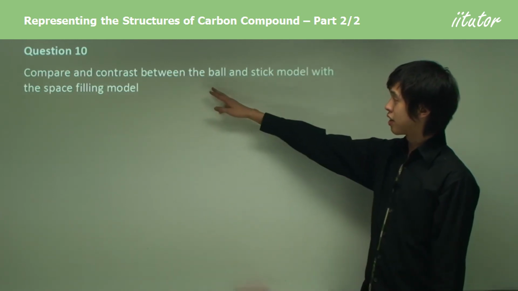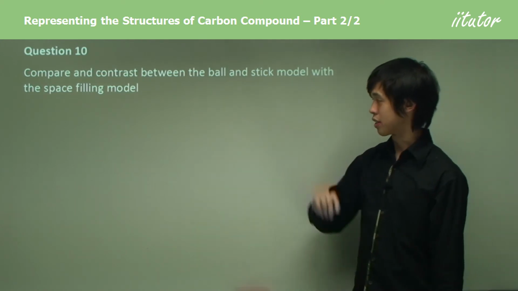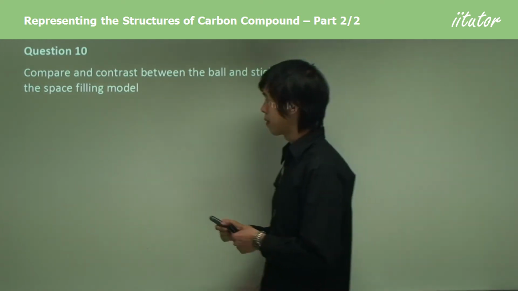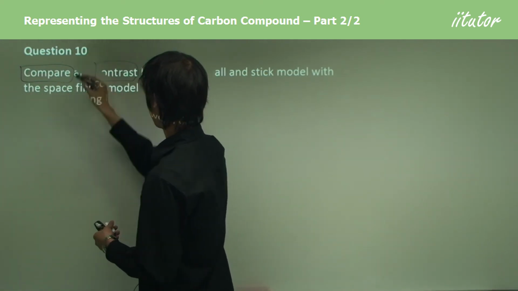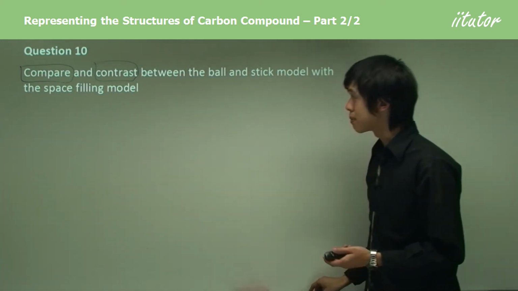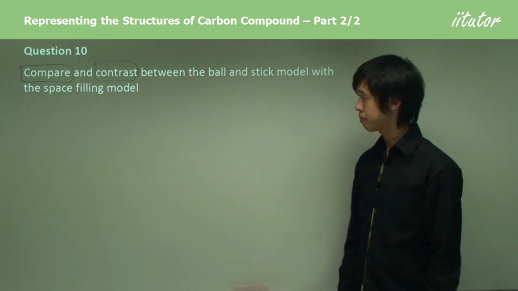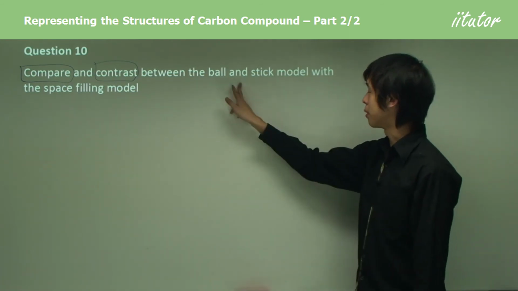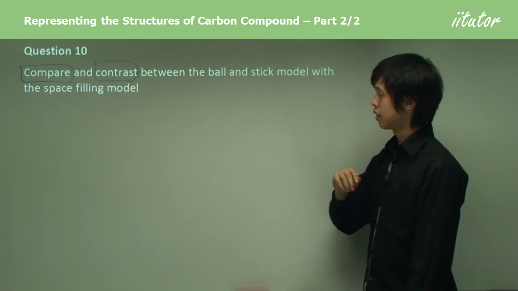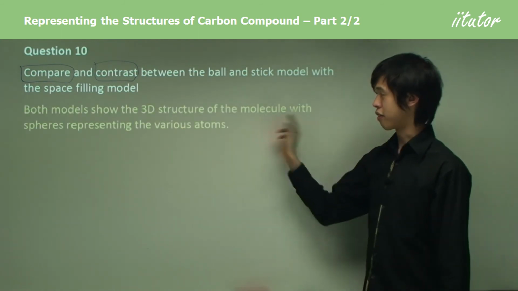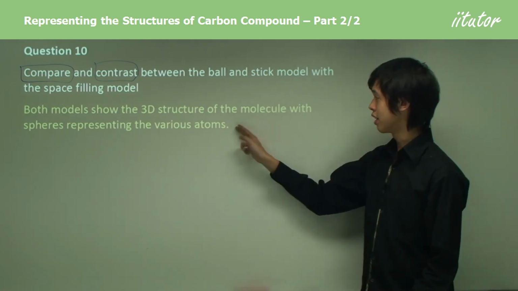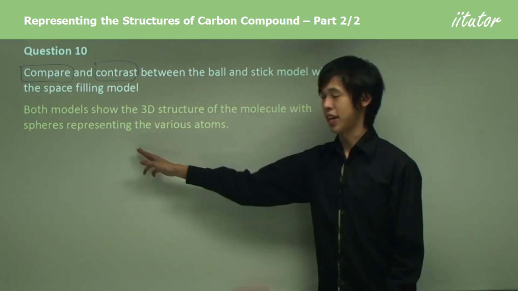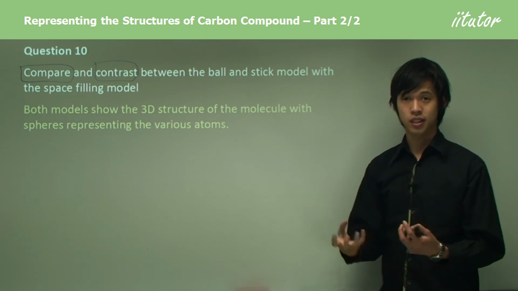So compare and contrast between the ball and stick model with the space filling model. So we have compare and contrast. So basically these just mean find similarities and differences between this model, ball and stick, and space filling. So both models show 3D structure. So that's what we're talking about in similarities. They both show 3D structure with spheres representing the various atoms. Okay, so spheres represent actual atoms.